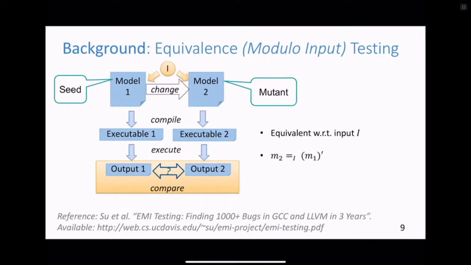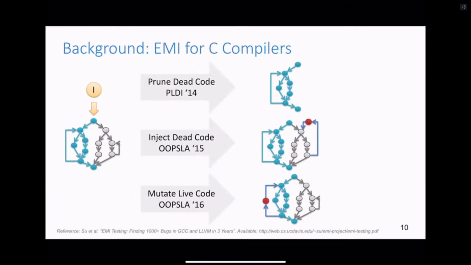And the idea was first surfaced for procedural languages like C, where we take a C code as seed and then profile it to find the dead and live regions in the code. And then we can introduce small changes in the dead and live regions to create valid mutants.